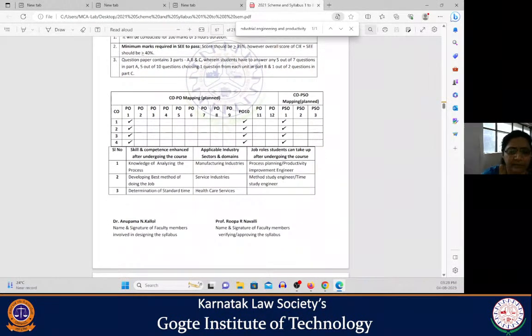Nothing else is remaining. So the skill and competence after undergoing this is the knowledge of analyzing the process, developing the best method, and determining the standard time. And any type of industry, as I mentioned, for example the health industry, hospitals, or any institution like GIT, anywhere you can apply this, and you can improve the process and the productivity of the organization.